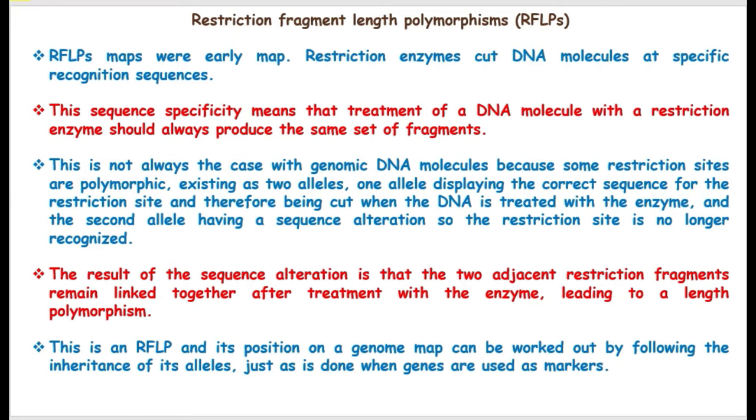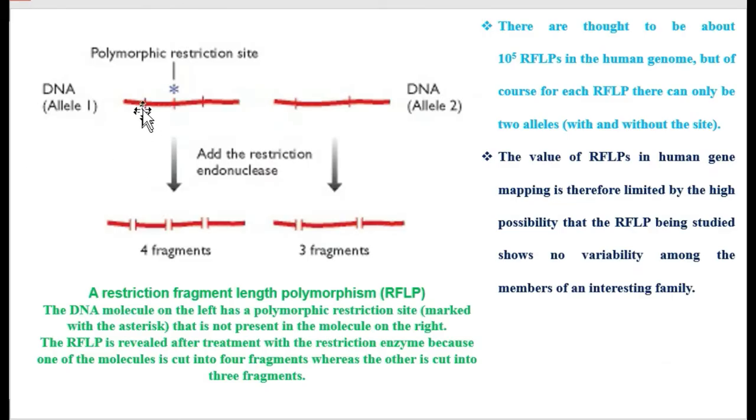For example, in this diagram we see there are 3 restriction enzyme sites, and these are two homologous chromosomes. In allele 1 the site is present, resulting in 4 fragments, but in allele 2, because there is a mutation, the site is lost. So a mutation can result in the creation of a restriction site, or it can also result in the loss of a restriction site, resulting in polymorphism in the fragment length, giving us a unique RFLP pattern.